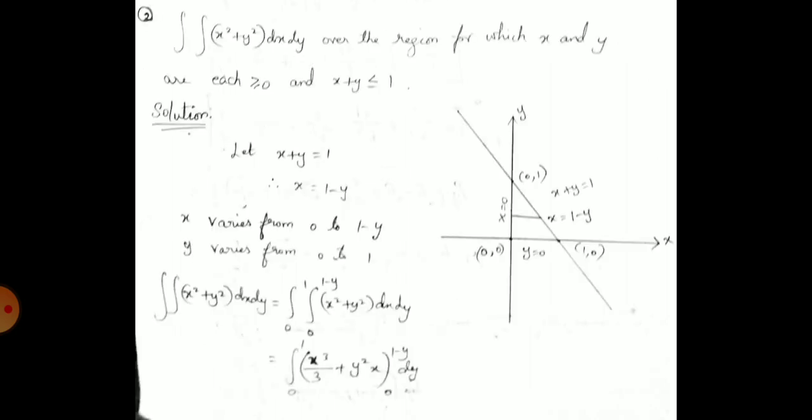So 0 to a, you just apply the limit. So a power 4 by 2 minus a power 4 by 4, which is equal to 1 by 2 into a power 4 by 4. We are getting the answer as a power 4 by 8. Okay. Next we can move on to the second problem.